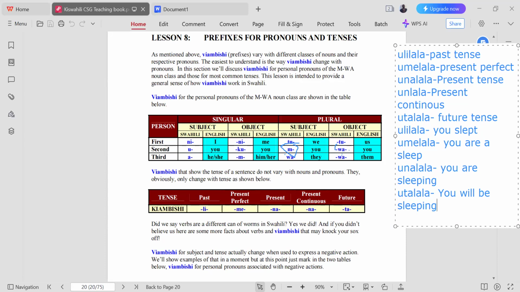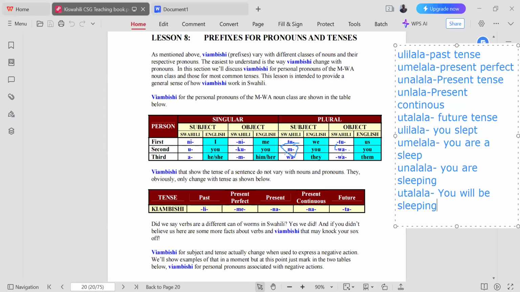Now, for example, Sister Valerie, if I want to ask you how you would say this in Swahili: when I want to say we will be sleeping, what will you say in Swahili? We will be sleeping. Tutalala. Yes, perfect. That is it.